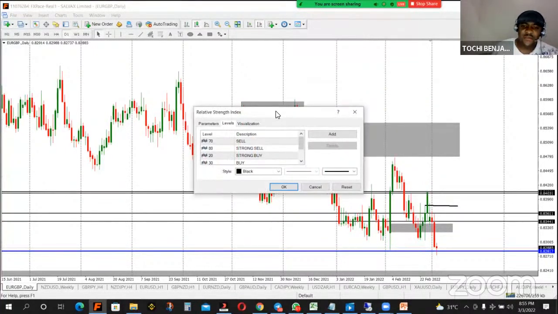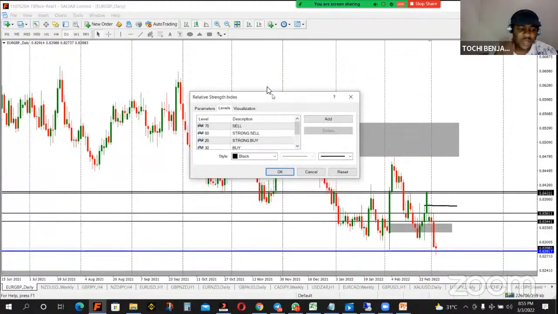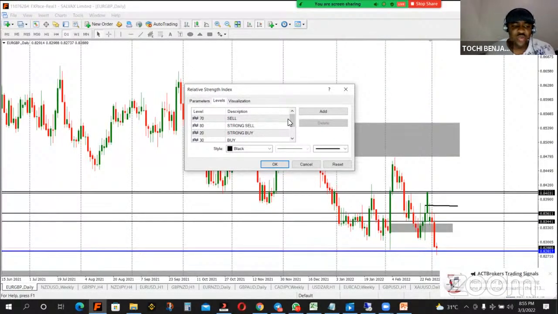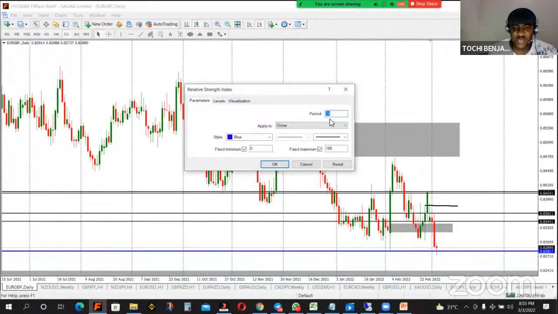Now, if you have gotten to relative strength index, please listen, watch, and follow me. My relative strength index has been modified already, but I'll tell you how to modify yours if you are with me using the laptop. What you need to do is, these are the parameters, period 14. Period 14 is the default, it comes like that. Apply to the close of the candle.